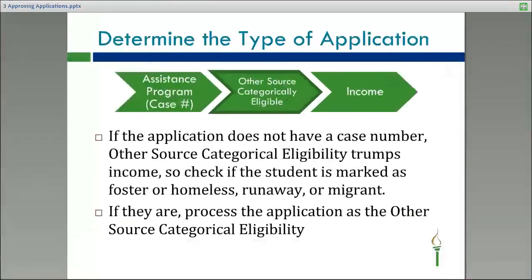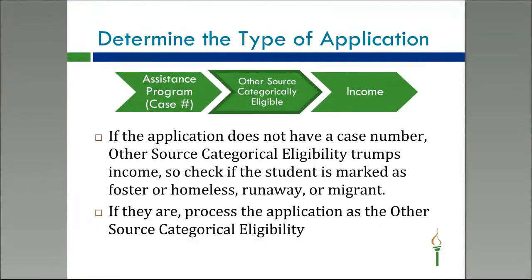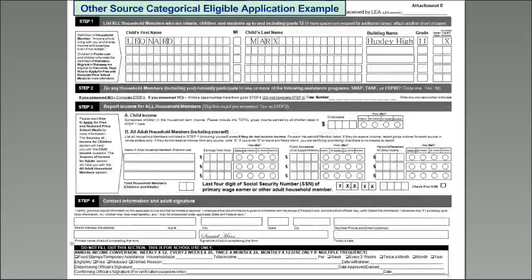Next in the hierarchy is the other source categorically eligible application. If the application does not have a case number, other source categorical eligibility trumps income, so check if the student is marked as foster or homeless, runaway, or migrant. If they are, process the application as other source categorically eligible. This is an example of an other source categorical eligible application. If they marked that they were a foster or homeless runaway or migrant, you will use that information to process the application. So on this application, they were marked as homeless, migrant, or runaway.